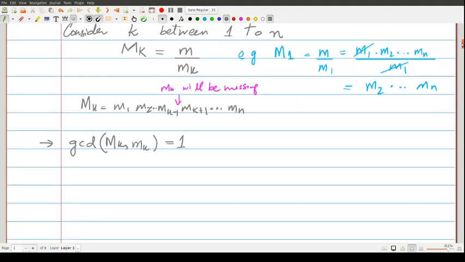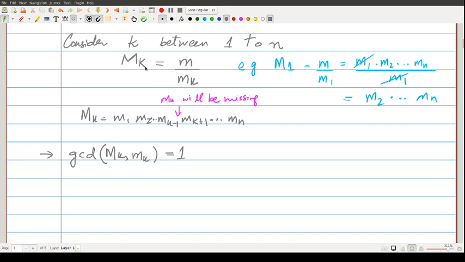Capital Mk and small m had small mk as a common factor. When you remove mk, this number has small mk missing, which means the remaining numbers m1, m2, m3 and so on have no common divisors with small mk. So in essence, m1 up until mn with mk missing is relatively prime with small mk. The GCD of these two numbers has to be 1, because all of these numbers were relatively prime with each other, and since we've removed small mk from this list, they're relatively prime.